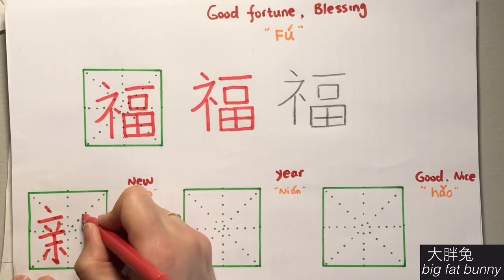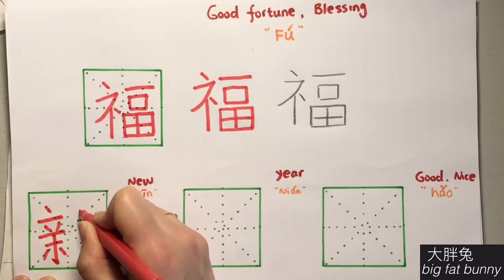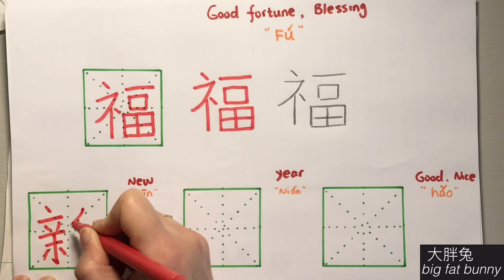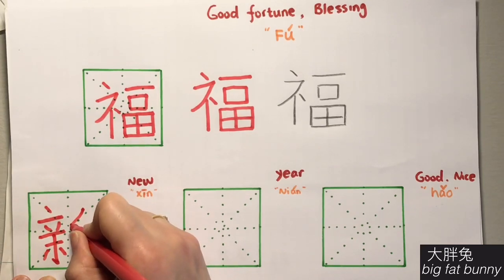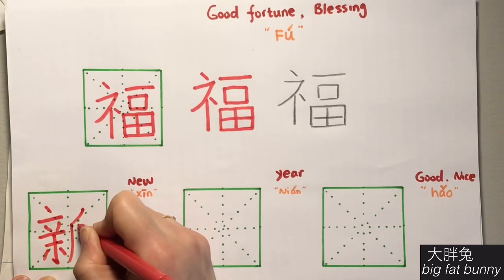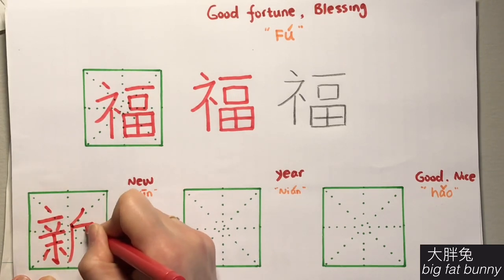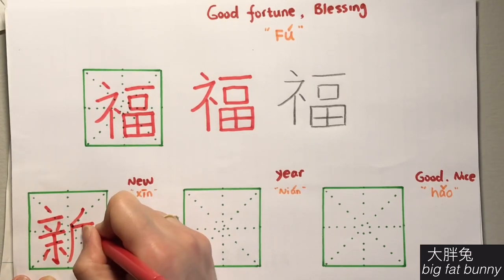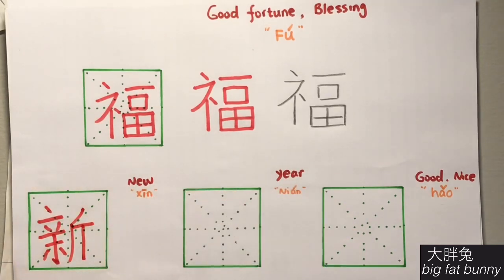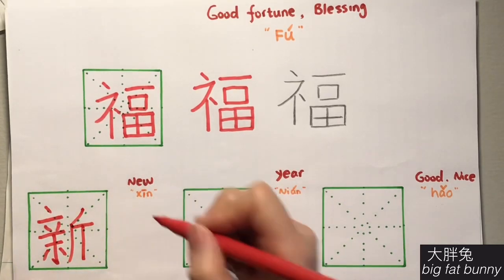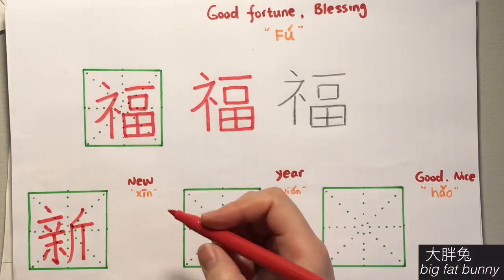Now we come to this part. This one goes down, kind of sharp, like this. Quite long, the second one. Third one. New, 新. Let's write again.